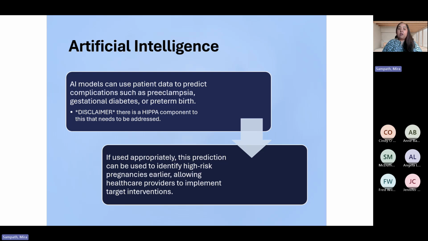I think this can be really useful. Of course, there are several different factors we have to consider when we're talking about AI, but these are products that are in development that could potentially be useful and definitely fall into the digital health realm. So, as we said, if used appropriately, these prediction tools can be used to identify high risk pregnancies earlier on, which allows healthcare providers to implement targeted interventions sooner rather than later, so that expectant parents can have a healthier pregnancy.